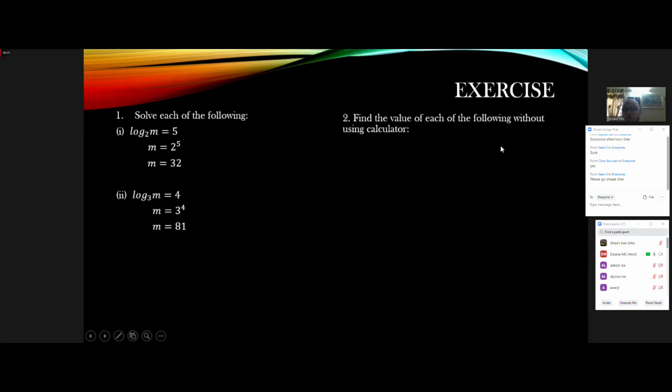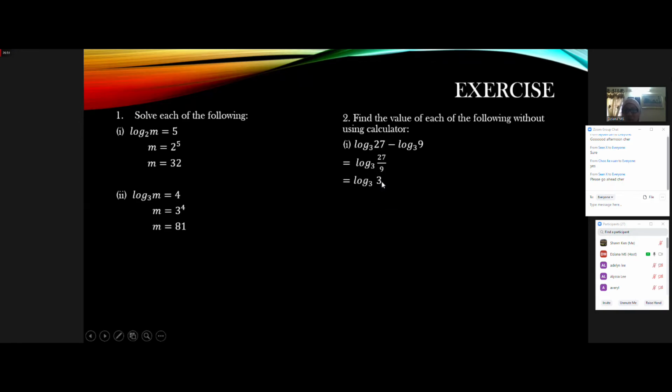Okay, now look at this one. Without using calculator, find the value of each of the following. Log 3, 27 minus log 3, 9. So I will apply the law of logarithm. The second law, which is the minus will become divide. Log 3, I put one side. So 27 divided by 9. So 27 divided by 9 is 3.